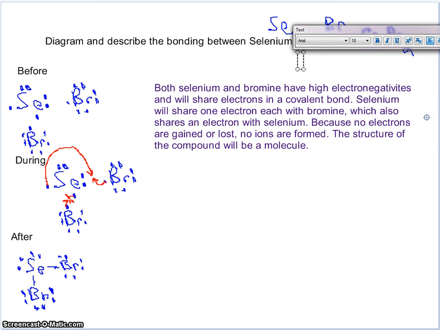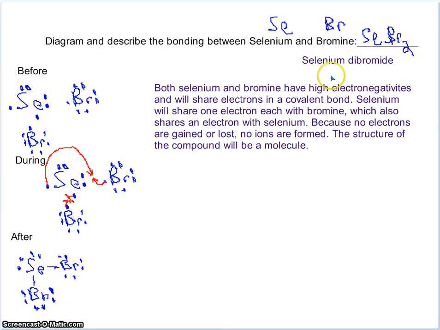So how many seleniums? There's 1, so we just leave it selenium since it's the first one. And then the bromine, there's 2, so that would be di. And then we have to change it to bromide, so it's dibromide. So selenium dibromide. Nice.